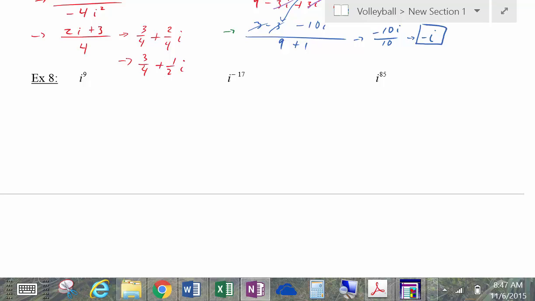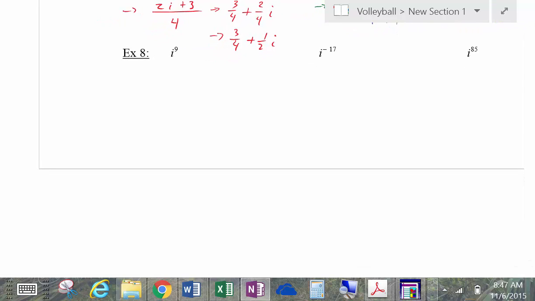Alright, but in order to do this, I'm going to show you processes that work for any power, okay? And we need to notice the pattern. Pattern of i's to different powers. i to the first power is what? Yeah, okay. i squared is what? Negative 1, okay. i cubed. Well, i cubed is i squared times i, right? Negative 1 times i, which would be what? Yeah, negative i.